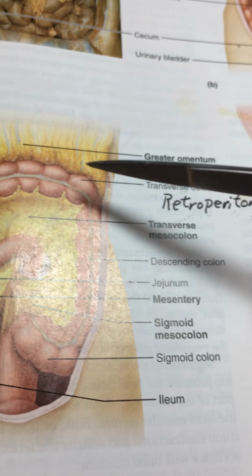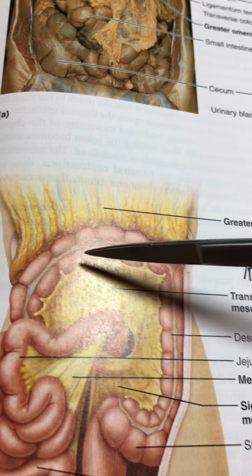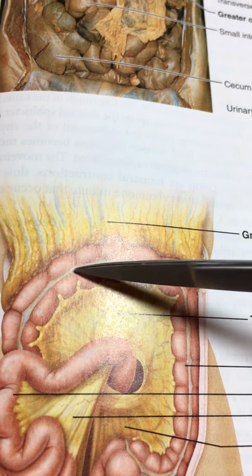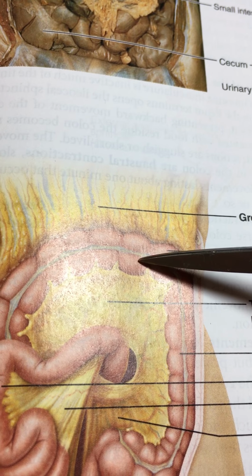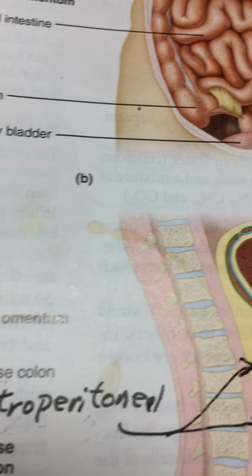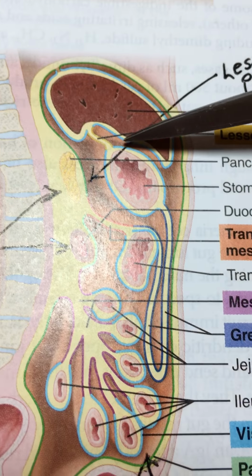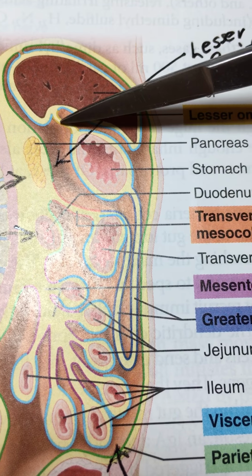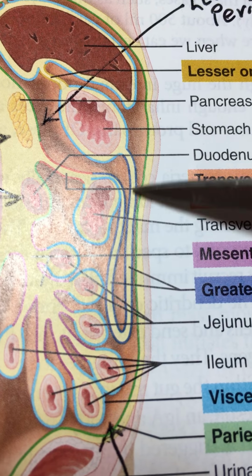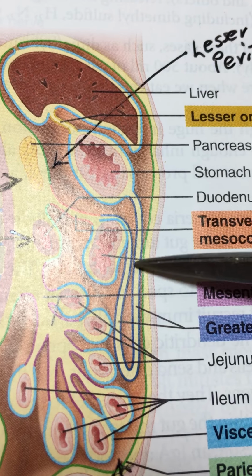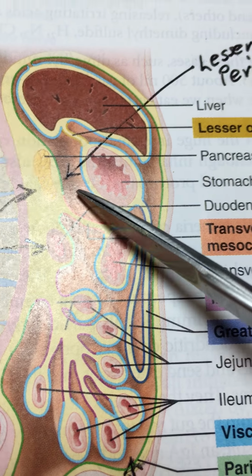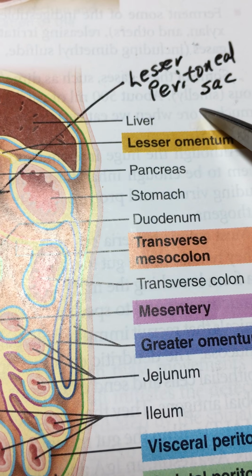And then down here we see that the greater omentum has been lifted up so we can see this transverse colon. So the omentums, the two omentums, here they are now in this picture, the lesser omentum on the top of the stomach, the greater omentum that's below the stomach. And they enclose this lesser sac right here, this lesser peritoneal sac.